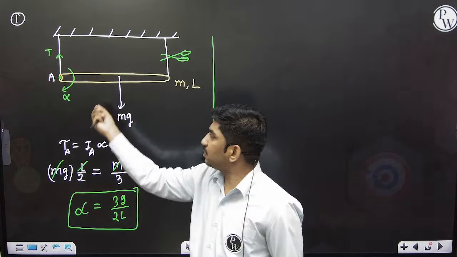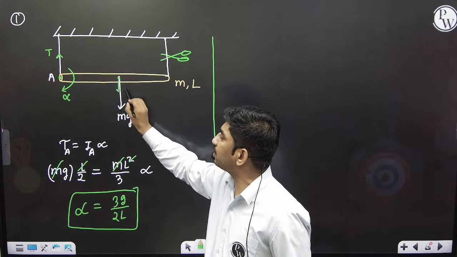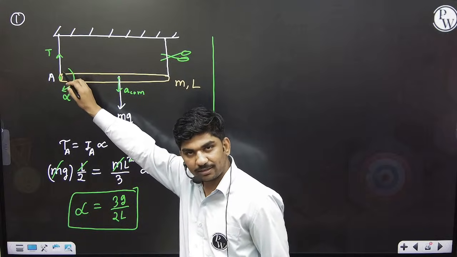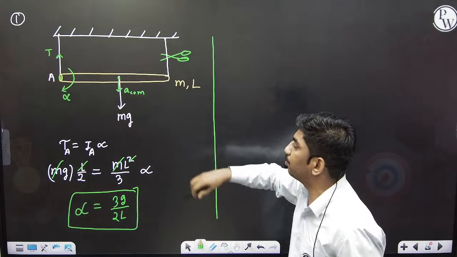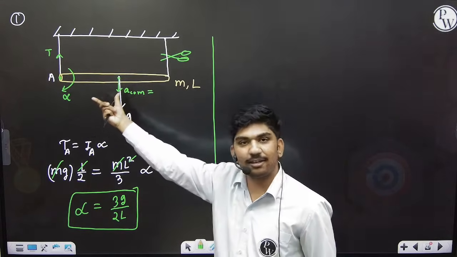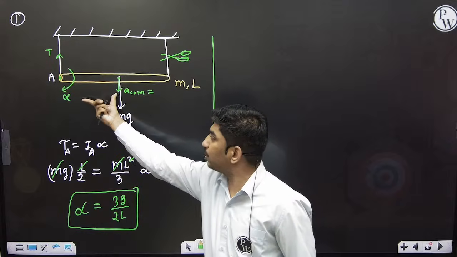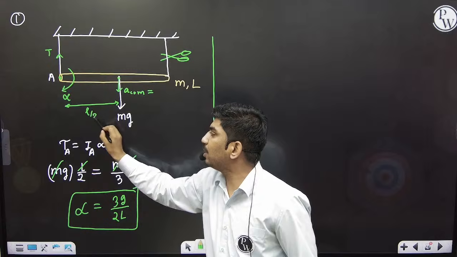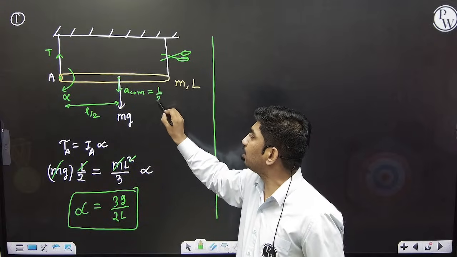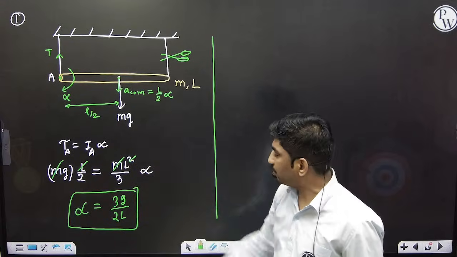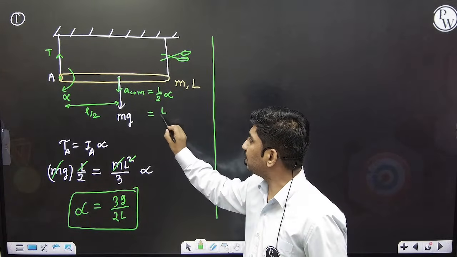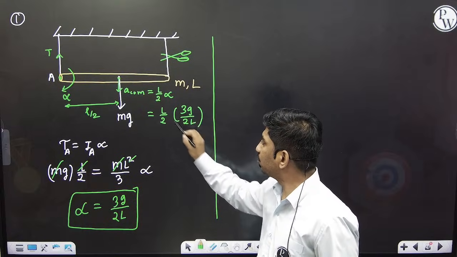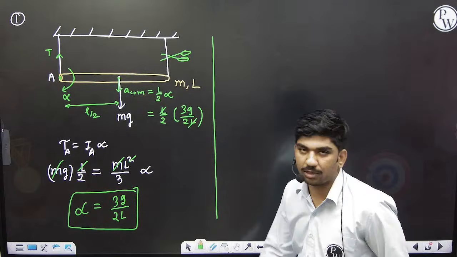So what are you going to discuss at that instant? Sir, due to this alpha, the COM is going to get some acceleration, right? This point will be hinged, so it is at rest. So how much is the acceleration of COM? This will be nothing but R into alpha, of course, right? So what is R here? Again it is L by 2. So we are going to get L by 2 into alpha, which is L by 2 into 3g by 2L. So L will be gone, and we are going to get 3g by 4.